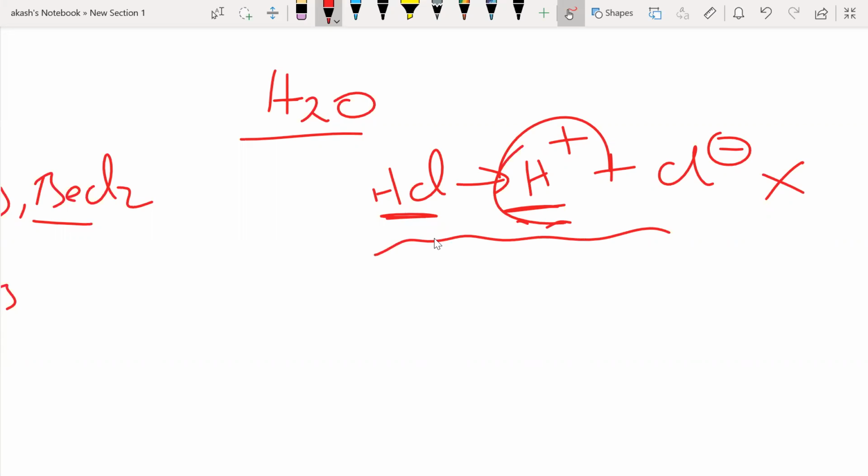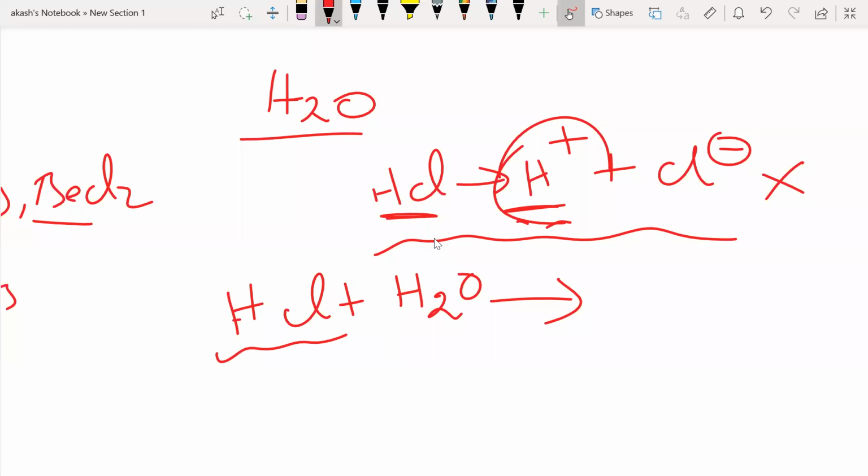Now, how should I write the reaction then? Right, this is how you write the reaction. HCl. Obviously, whatever the acceptor you want to put, you can put. Say I put H2O. Now what happens is this is going to donate H plus, and this is going to be a H plus acceptor, right?